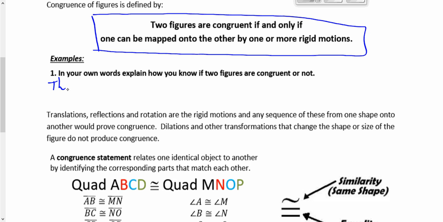They are exactly the same size and shape.